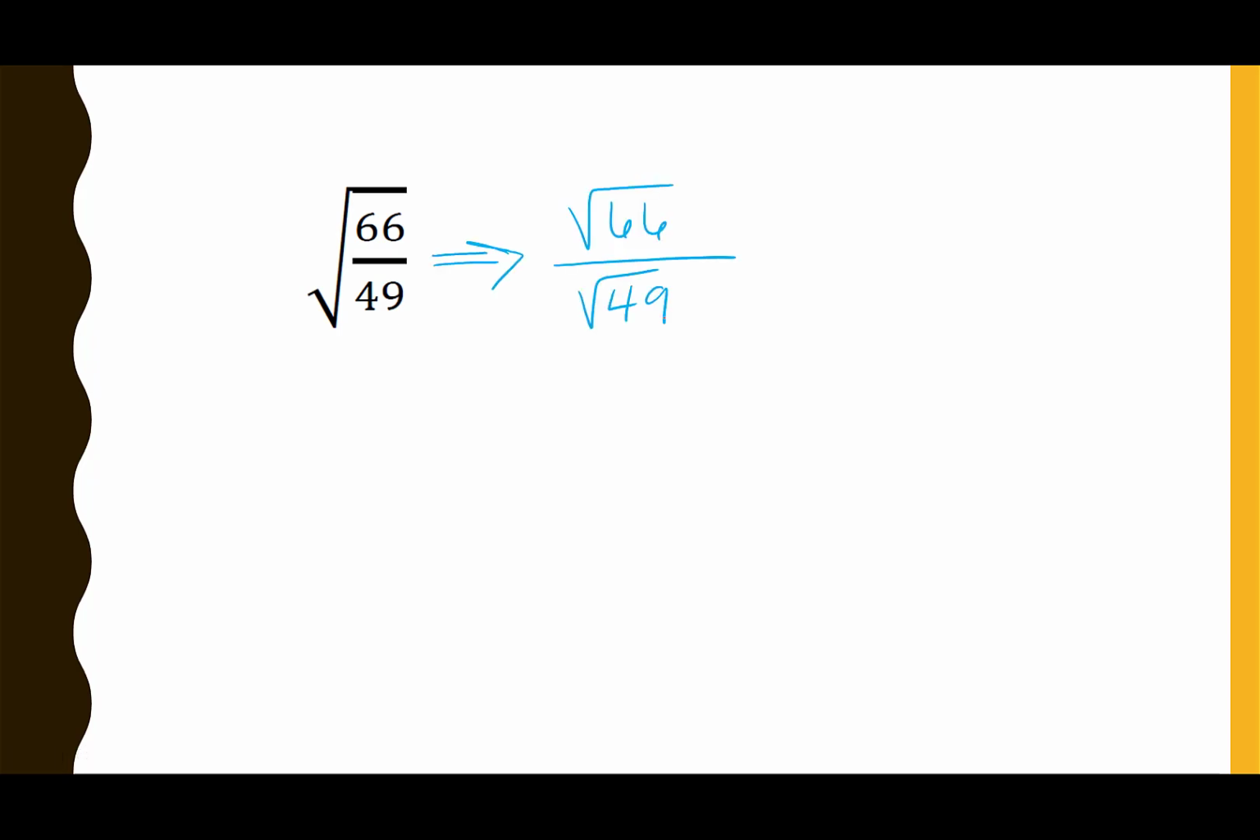Okay, so big radical equals two small radicals. And then what you have is just two separate problems. We are going to make a factor tree with the square root of 66 and a factor tree of the square root of 49. So it's working two problems within one problem. Go ahead and make your factor tree. You can pause the video. Make your factor tree for both 66 and 49.